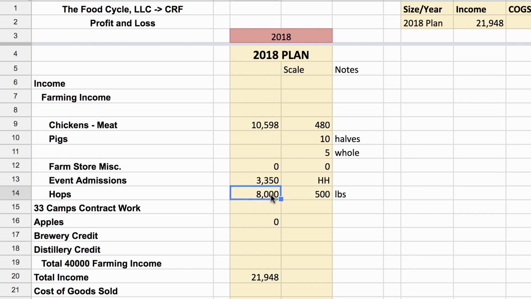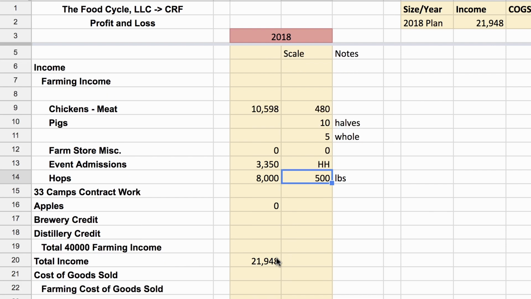And the reason why it's $8,000 is because local hops in our area go for $16 a pound, and at 500 pounds, which is like the lowest number I think we're going to get next year, 500 times 16 is $8,000. We could get up to 1,000 pounds, but that would be generous. I like to lowball my numbers on the budget because things go wrong and things don't go according to plan, and I don't have great historical numbers on the hops because I've focused more heavily on livestock in the past. So that's where I'm at. So total income, all said and told, $21,948 is what we have planned for just the base operations here on the farm.